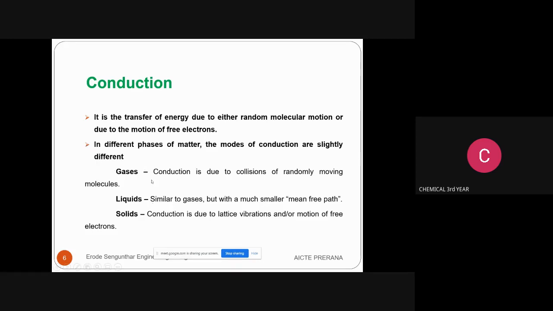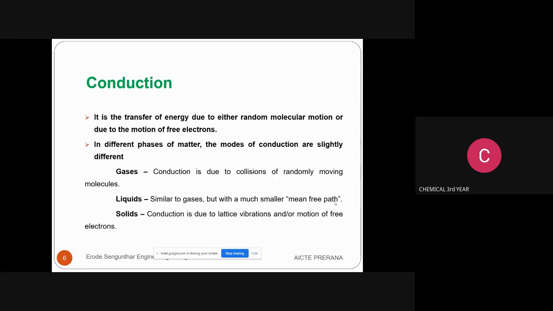So gases we can't consider in the conduction process, and liquids are the same as gases. The liquid also has the same thing, it also has a mean free path. The liquid system has free motion in it. When compared to gases it has some limitations, but definitely it also has a free path of motion. So we are not considering liquid as a medium in the conduction process either.